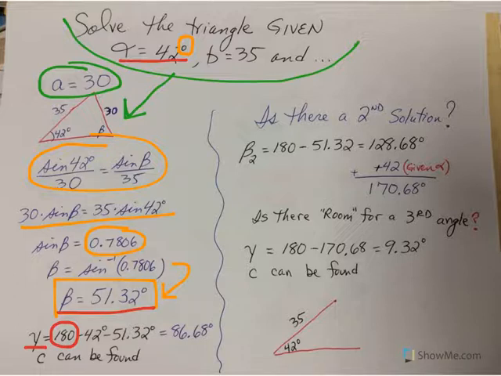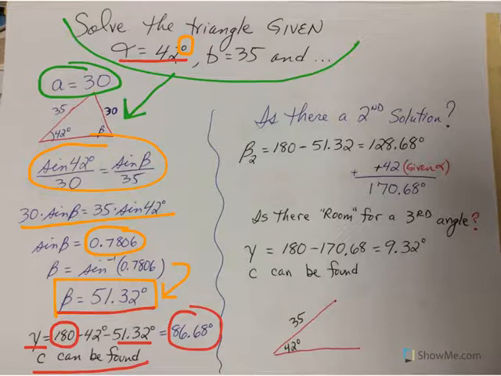I just subtract my given angle, 42, from 180, and then minus beta, which is the angle I just found. And so the third angle is about 87 degrees. Now, using this information, I can find the third side.